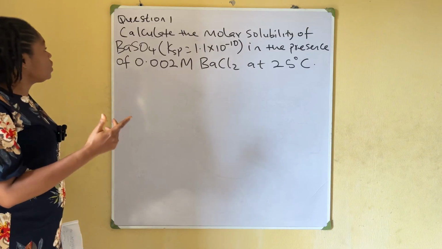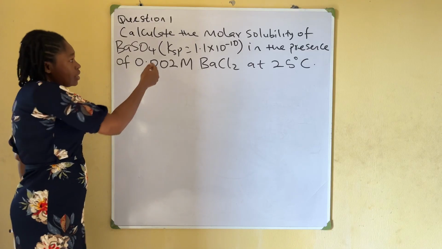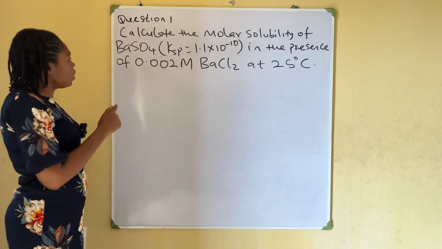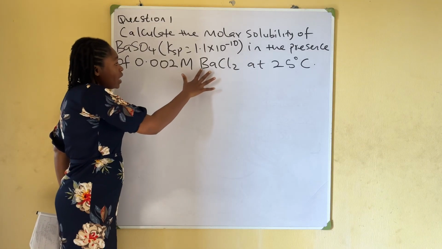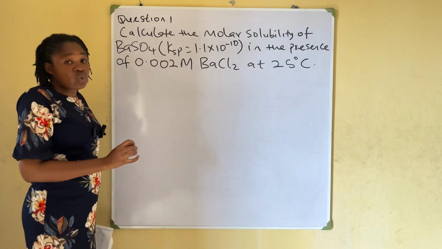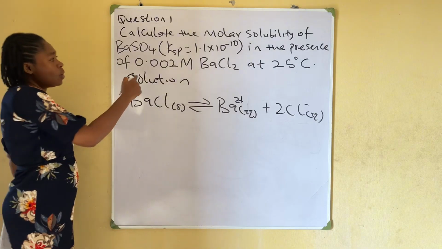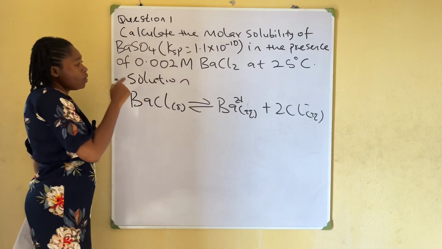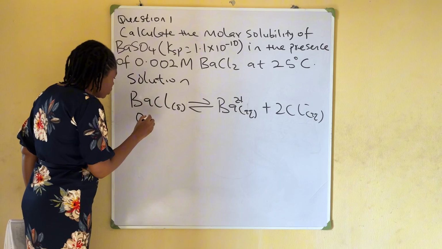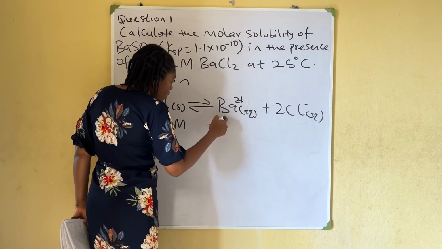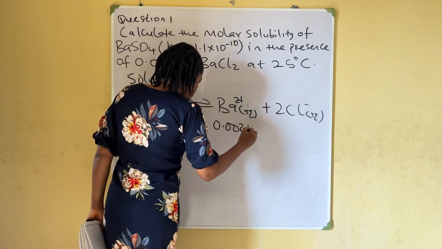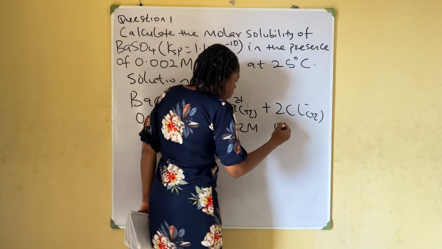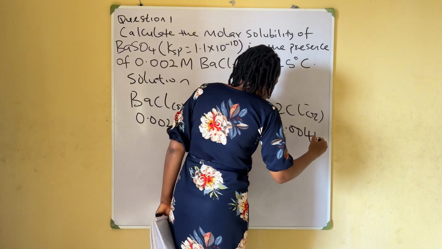So to get the molar solubility of barium sulfate, the Ksp of barium sulfate is 1.1 times 10 to the power minus 10, in the presence of 0.02 molar barium chloride at 25 degrees Celsius. 0.02 mole per dm cube of barium chloride. So this concentration here is 1 mole, so the same thing, 0.02. This one is 2 moles, so 2 times 0.02. This one is 0.04 for chloride ion.